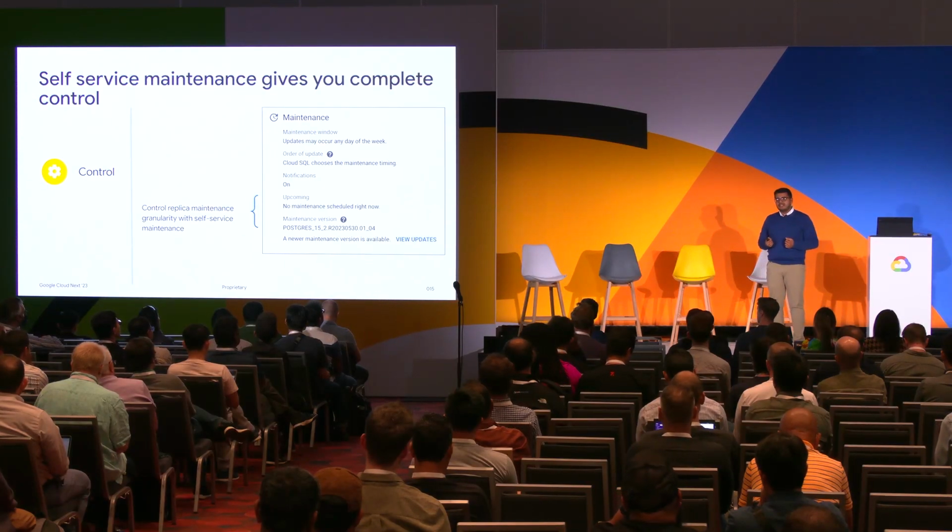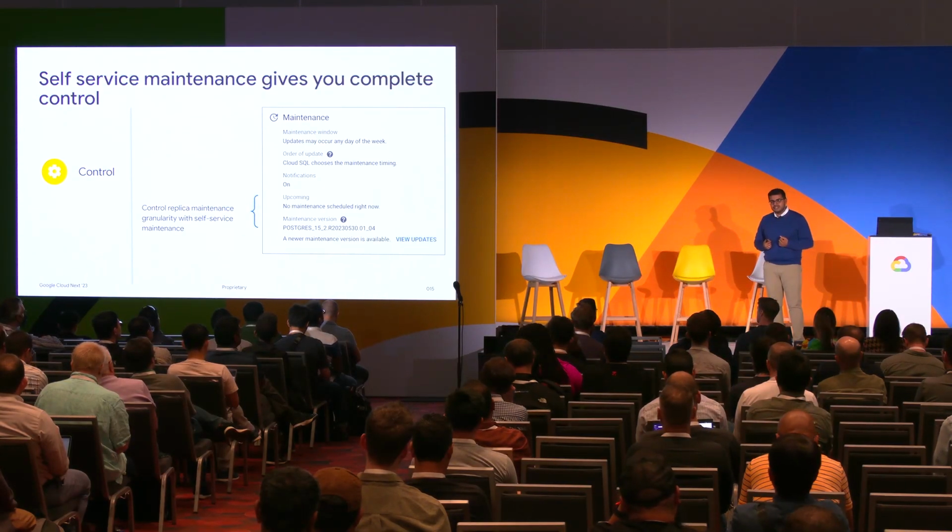Or let's take a third example where you would not want to actually wait for the 3 a.m. Saturday morning maintenance window to accept the maintenance on your primary and all your replicas. You may want to get the replica maintenance out of the way first and then just let the primary maintenance happen at that off-peak hours. For all of these scenarios, the answer that we have is self-service maintenance.